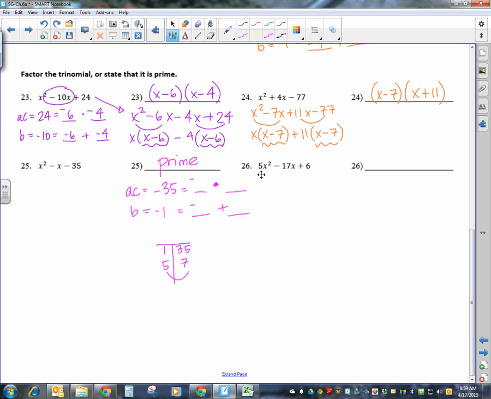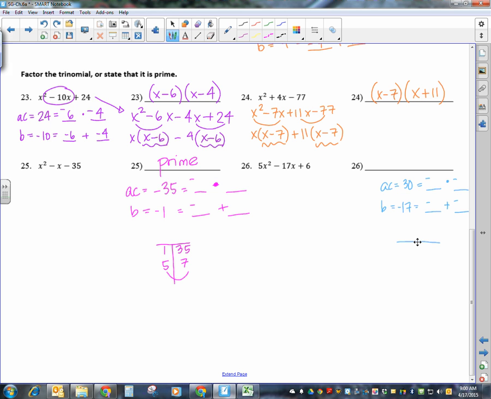Okay, 5x squared minus 17x plus 6. So A times C is 30. B is negative 17. Oh, this is what happens when y'all aren't with me. That's supposed to be a times up there. It's times. These two are multiplied. These two are added. Okay, since I'm adding and getting a negative number, I know that both of these are negative. So my factors are going to be the same. And I'm looking for two numbers, factors of 30.